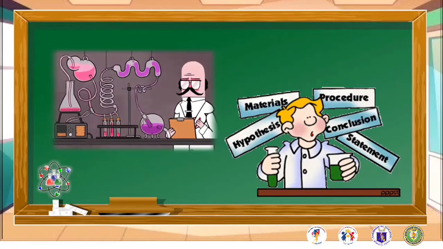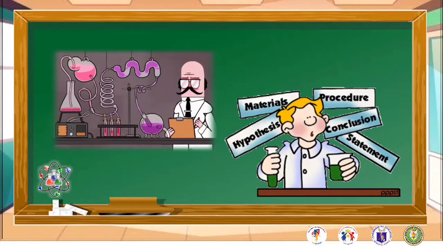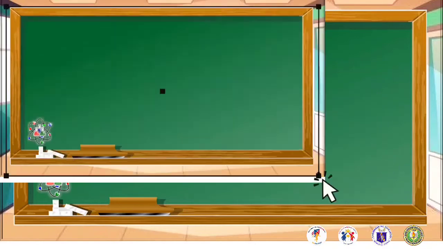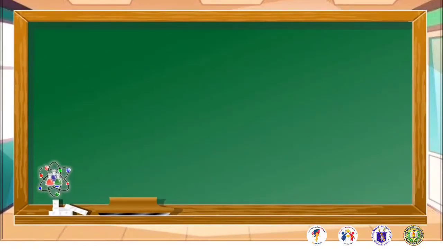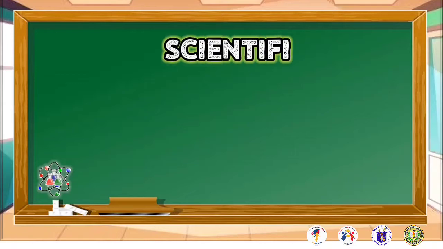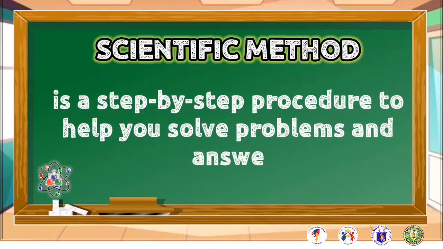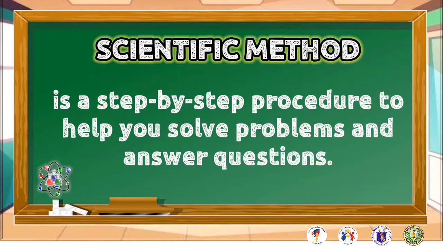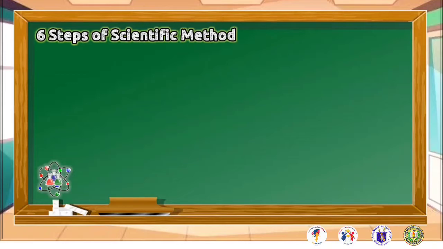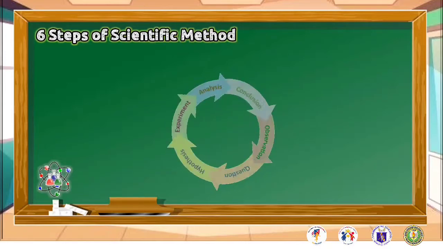Many scientists use the scientific method in solving problems or finding answers to their questions. So, what is the scientific method? The scientific method is a step-by-step procedure to help you solve problems or answer questions. There are 6 steps of the scientific method.